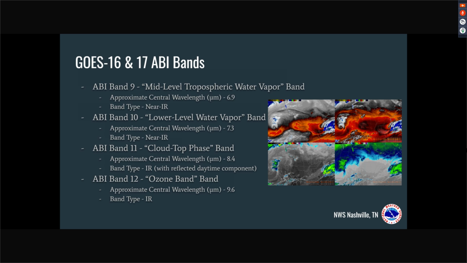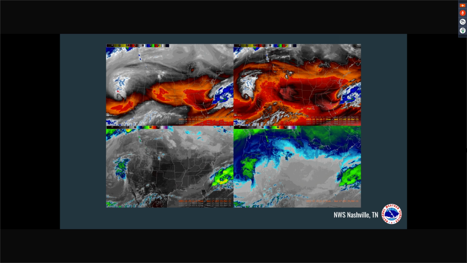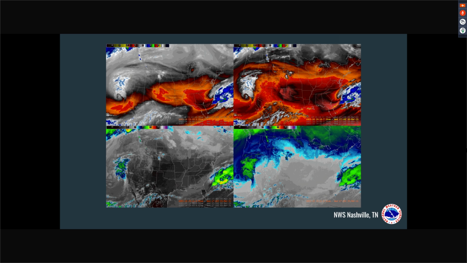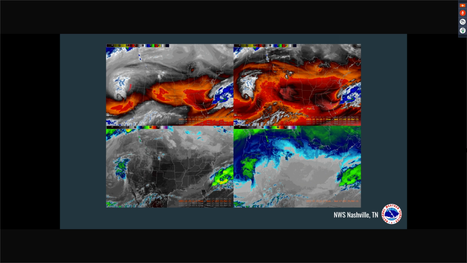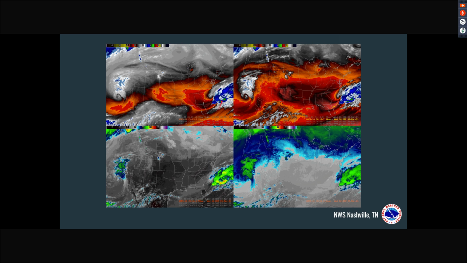It also can be utilized looking at our RGB products, which I'll cover here in a minute. So looking a little bit closer, we really start to see that low pressure off of California in the counterclockwise rotation. We see all this dry air coming in and a lot of moisture through California here. And then a lot more moisture here off of the East Coast.